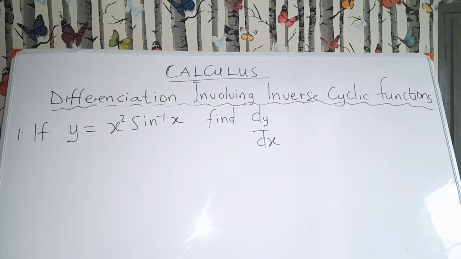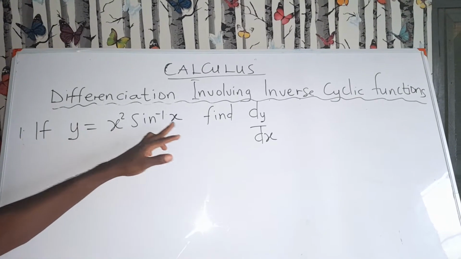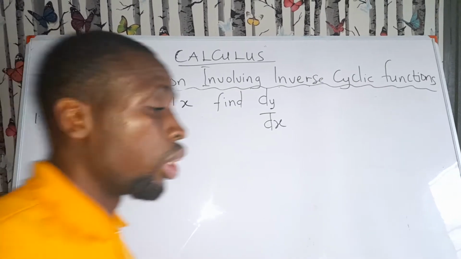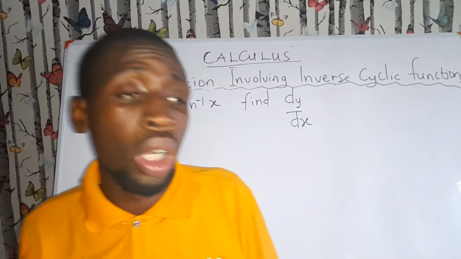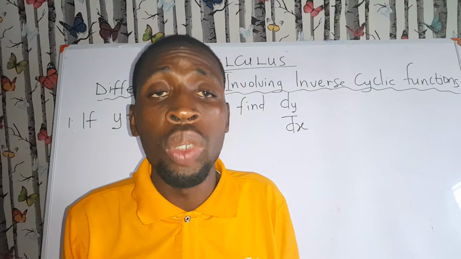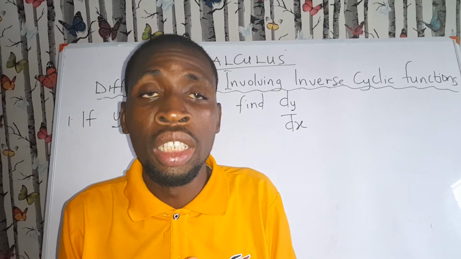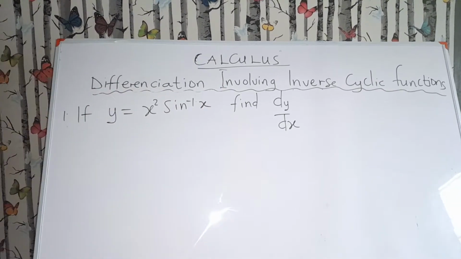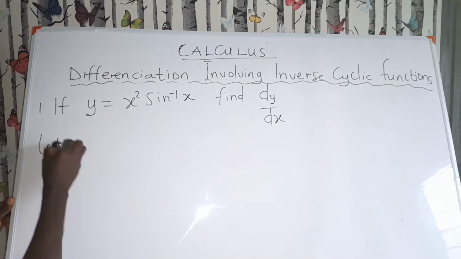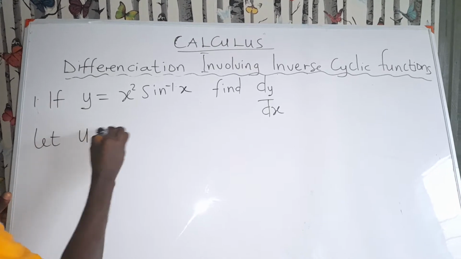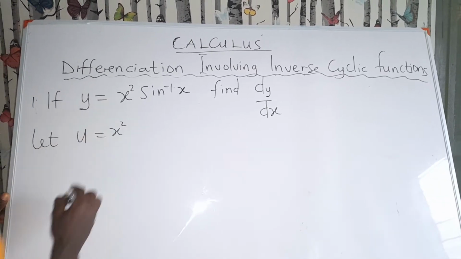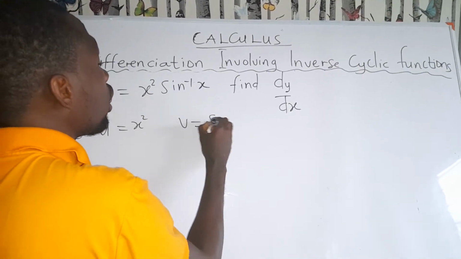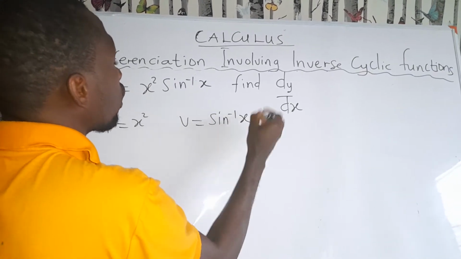So let's solve our first question. They say if y is equal to x squared sine inverse of x, find dy over dx. We are going to apply the product rule in solving this question. What does the product rule mean? Product rule means that when two different functions are multiplied, we use the product rule in differentiating. So now, from the product rule, we let a variable u be equal to the first function here, x squared. Then another variable, v, be equal to the second function here, sine inverse of x.